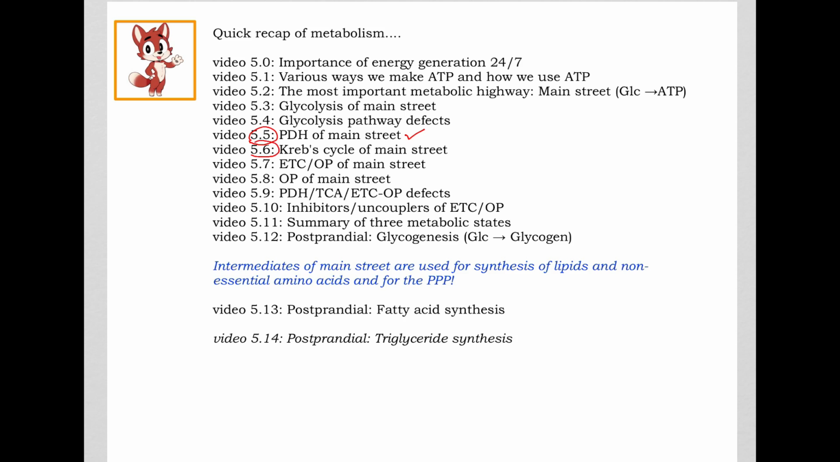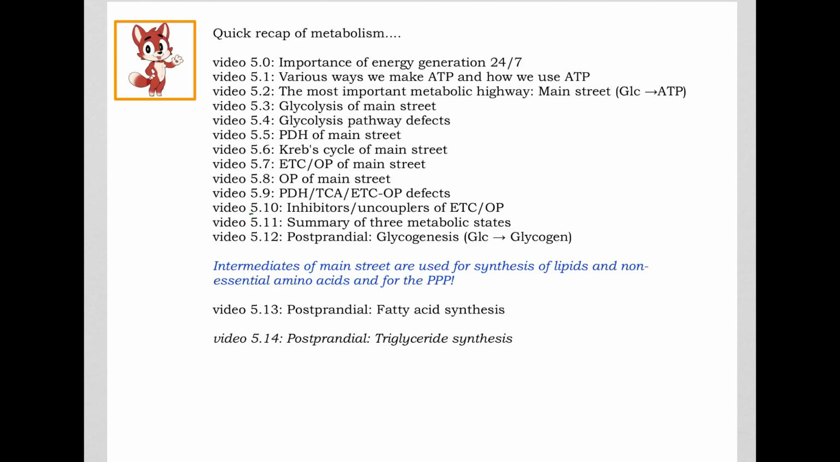In video 5.6, we talked about the Krebs cycle part of main street. In 5.7 and 5.8, we talked about the electron transport chain as well as the oxidative phosphorylation part of main street. Then in video 5.9, we talked about defects in the PDH, TCA, ETC, OP part of main street.